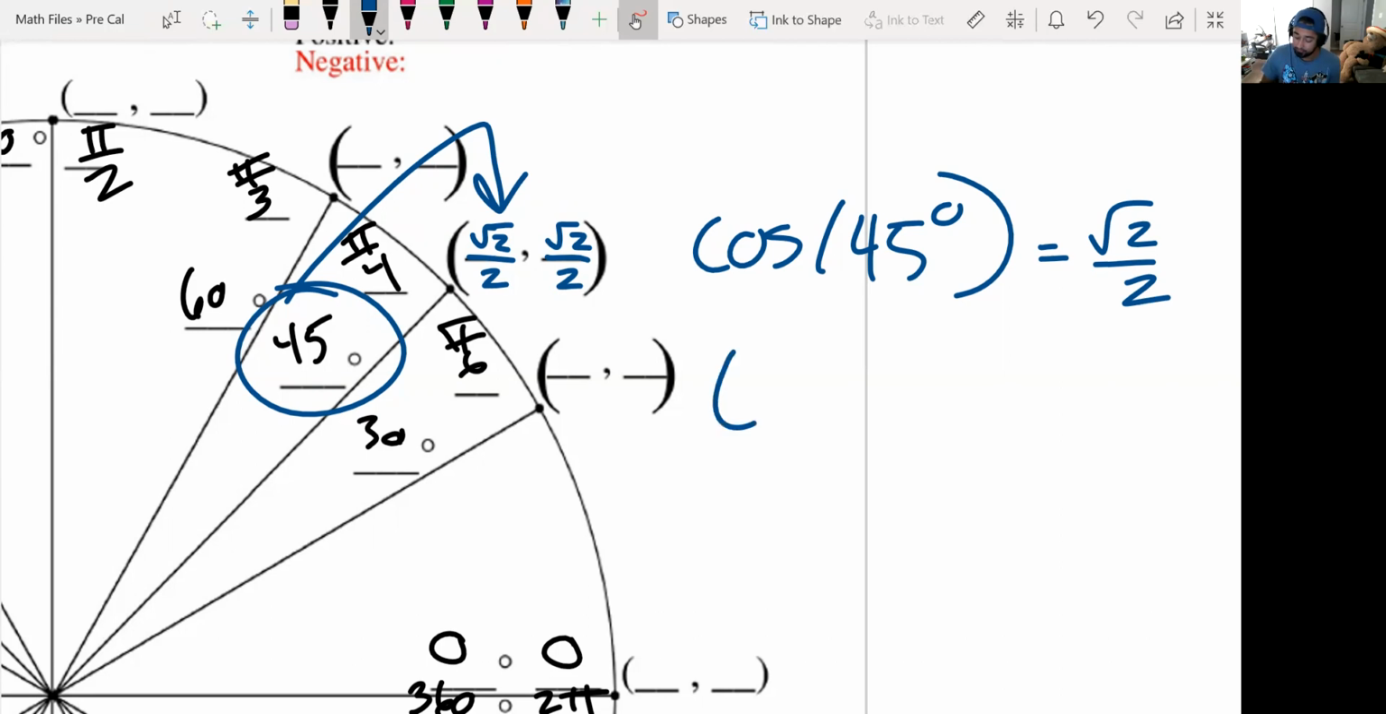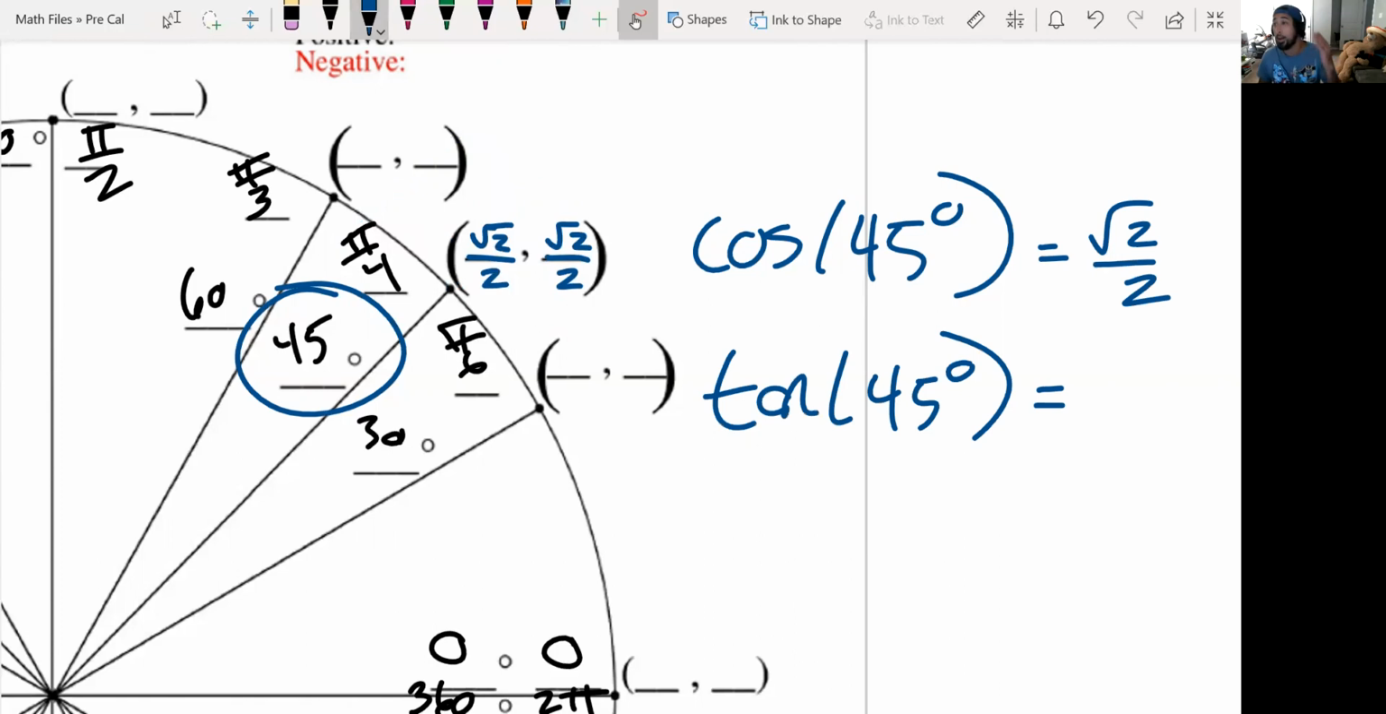If I said, hey, what's the tangent of 45 degrees? You would look at your unit circle, and you would know that tangent puts sine over cosine. So in this case, tangent would put y over x. So tangent would put this coordinate over that coordinate, and square root of 2 over 2 over square root of 2 over 2, anything over itself is always 1.